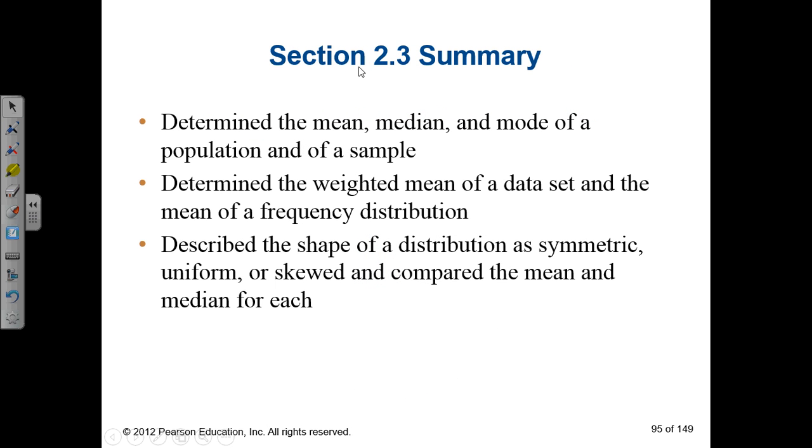So we are now at the end of section 2.3. You should be able to calculate the mean, the median, the mode of both populations and samples. You should be able to find the weighted mean of a data set, but you will not be asked to find the mean of a frequency distribution. And you should be able to describe the shape of distributions as symmetric, uniform, or skewed, right or left, and compare the mean and the median for each. It's now time to go to MyMathLab and do homework 2.3.